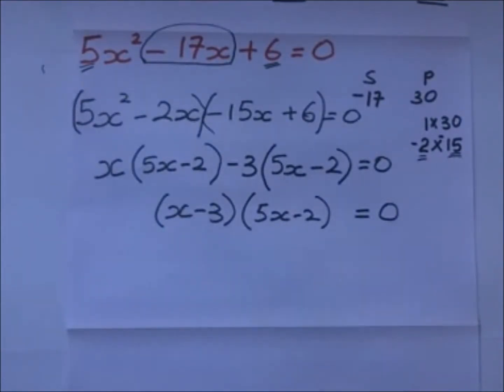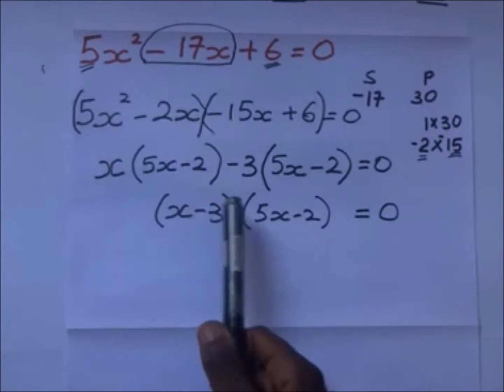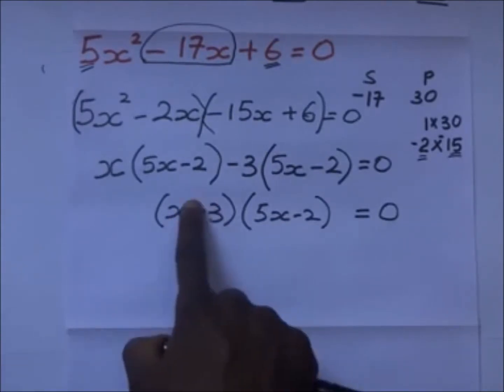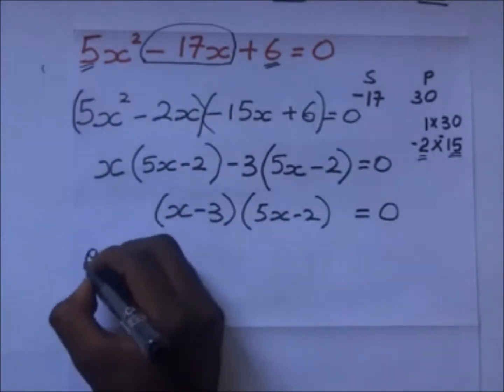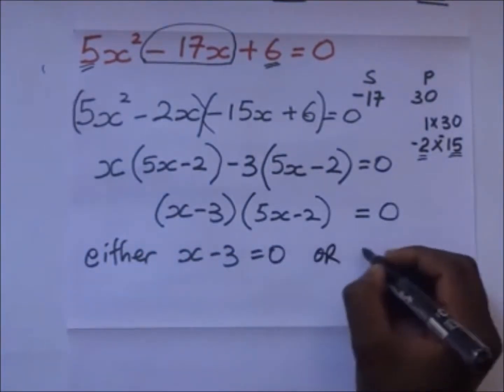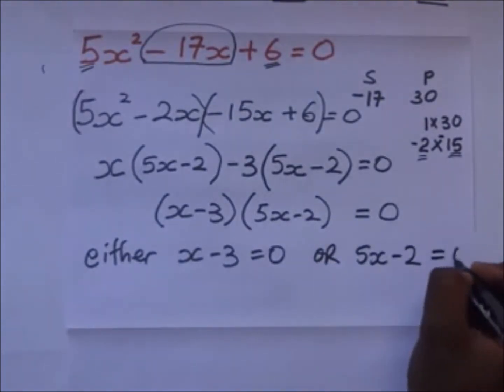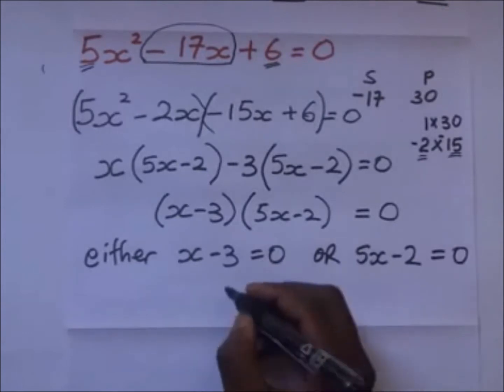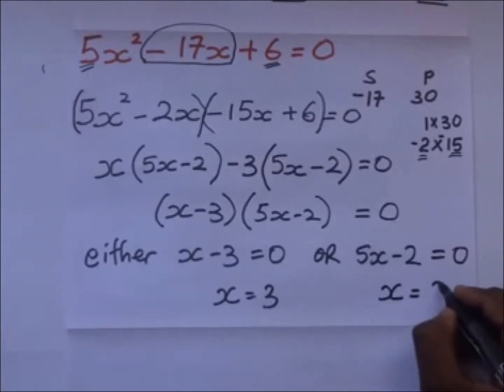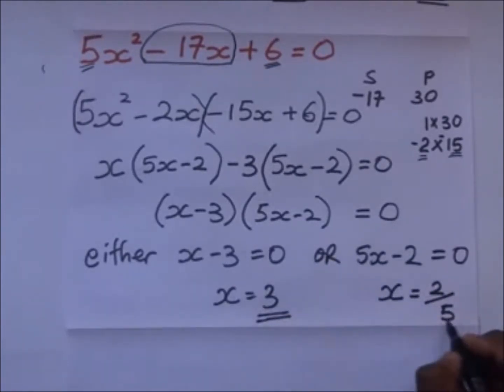So after factorization, we go ahead and find the value of x. Since this times that is equal to 0, we know that if you multiply any two numbers and you get 0, it means one of those two numbers is 0. So we shall say either x minus 3 is equal to 0 or 5x minus 2 is equal to 0. When we make x the subject of the formula, our value of x here is 3, and here our value of x is 2 over 5. So the two values of x are 2 over 5 and 3.